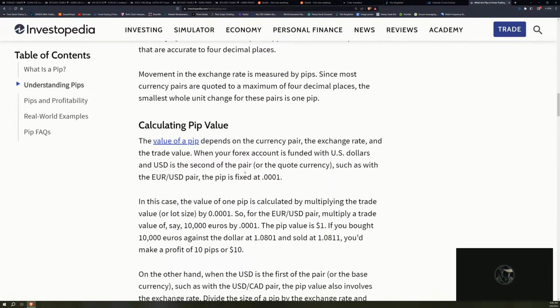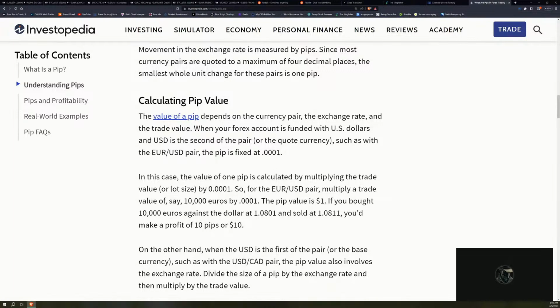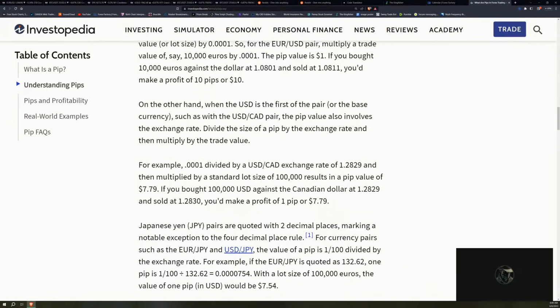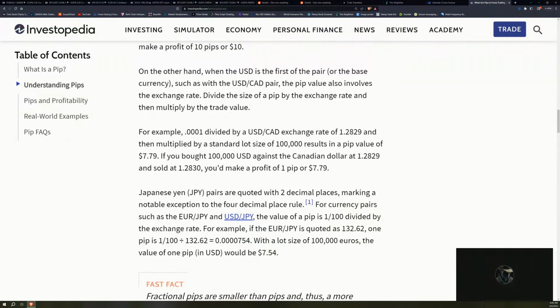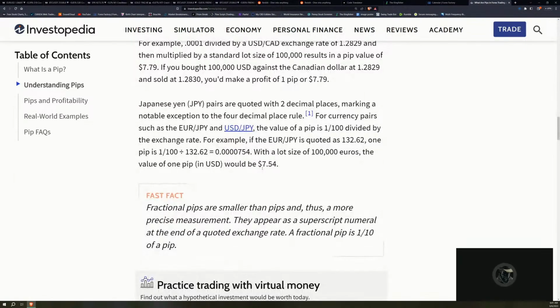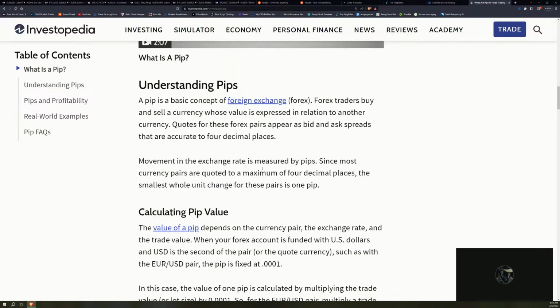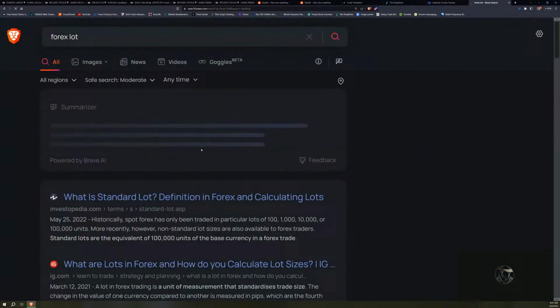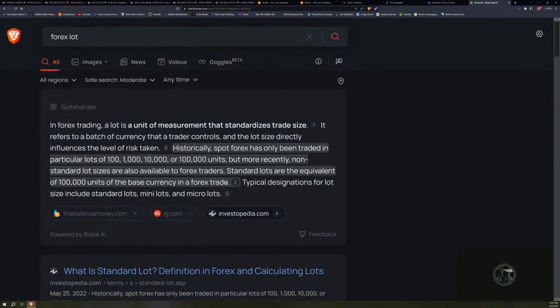Okay, let's see here. Calculating pip value. Looking for a lot. Okay, it's not talking about lots. So let's go ahead and ask Forex lot. Standard lot, here it is.